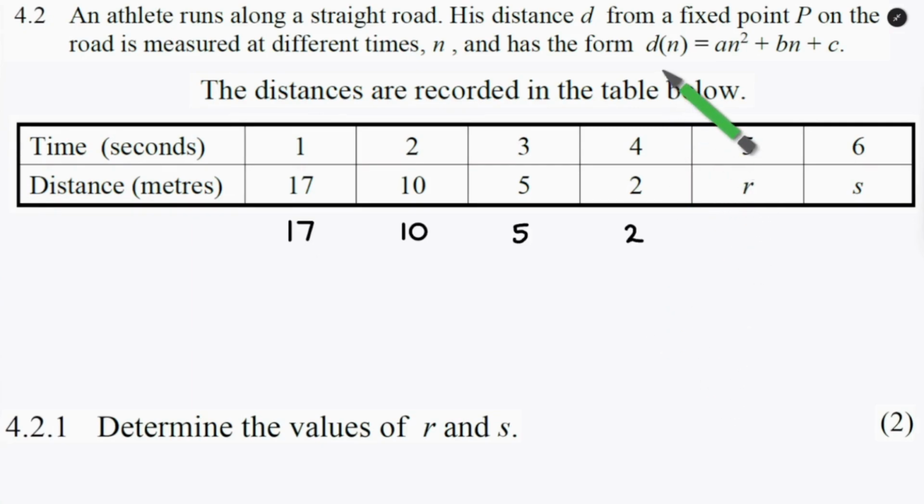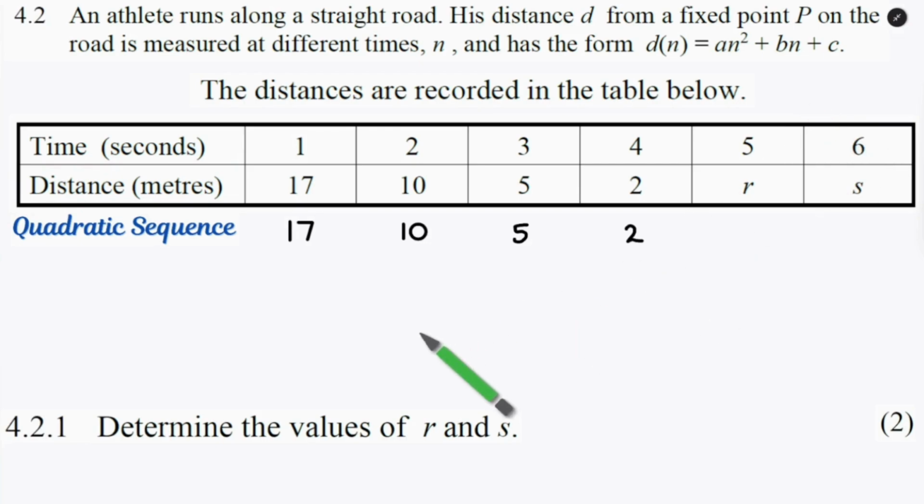In 4.2, we've got athletes running along a straight road, and we've got a distance from a fixed point given with this expression, and the distances are recorded in the table below, and I need to get the values of r and s. So this is a quadratic pattern. And we know that due to the structure of its general term, as we've seen in previous questions.